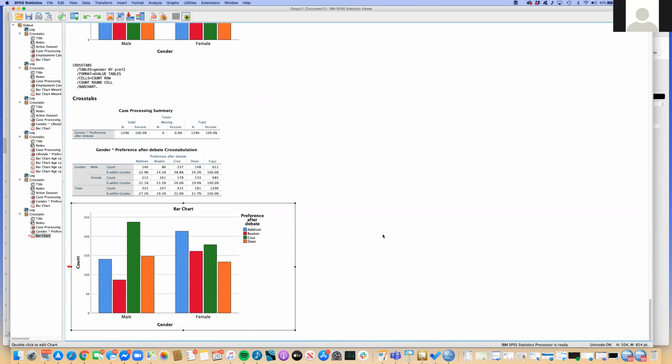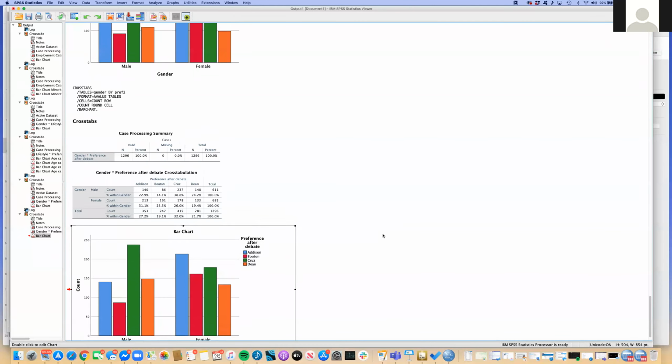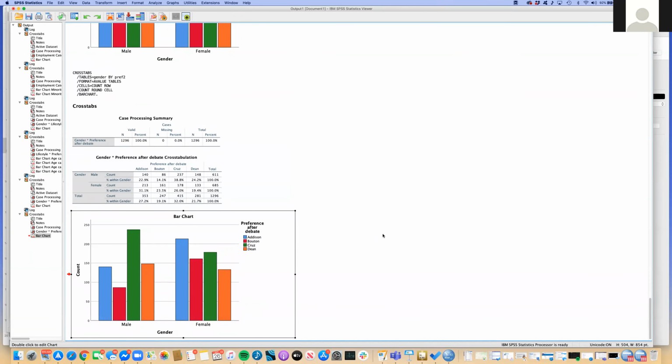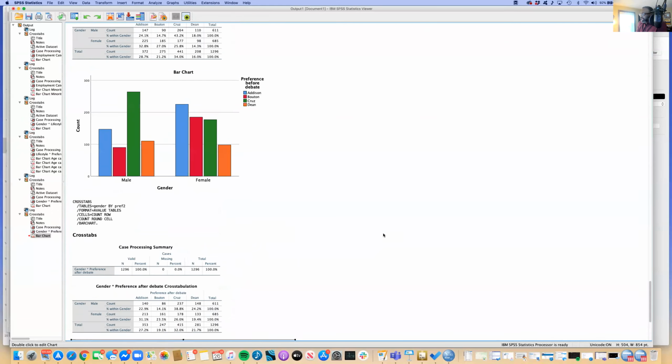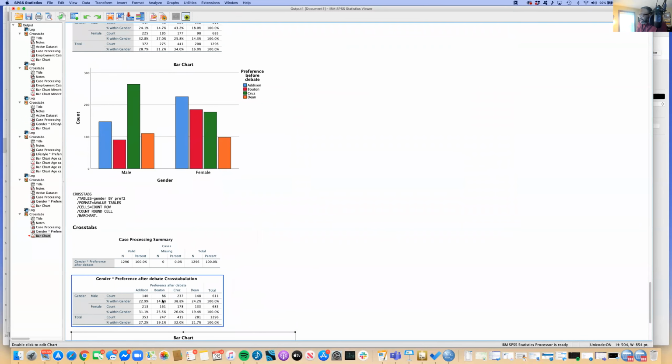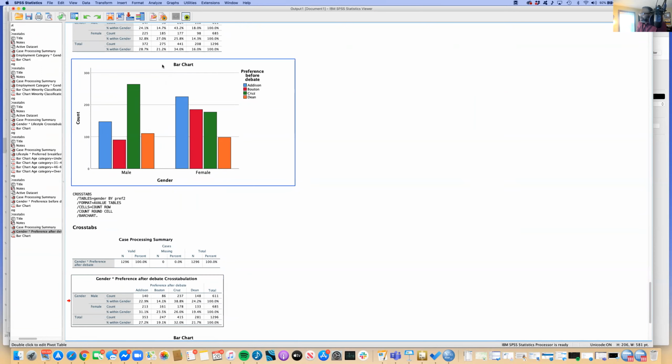I think women still preferred Addison. That's right. And there was a decrease for Dean for women before the debate. So let's take a look at the two crosstab tables. So we have the crosstab table after the debate and the crosstab table before it.